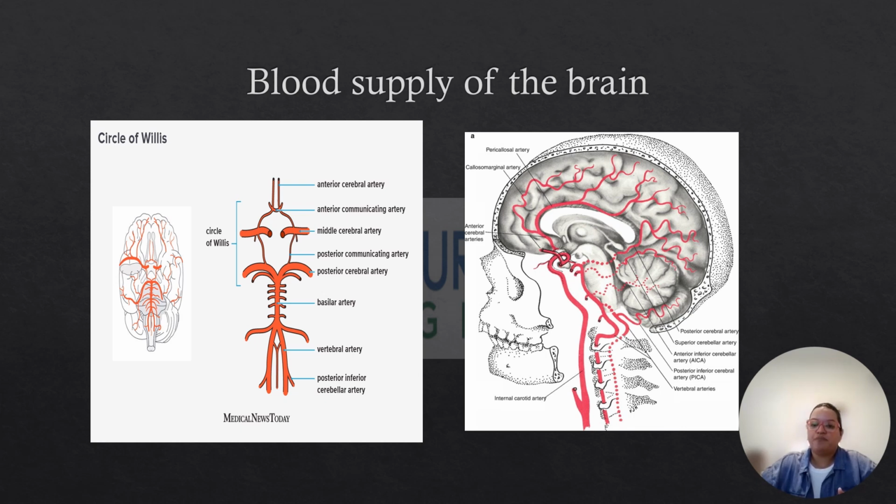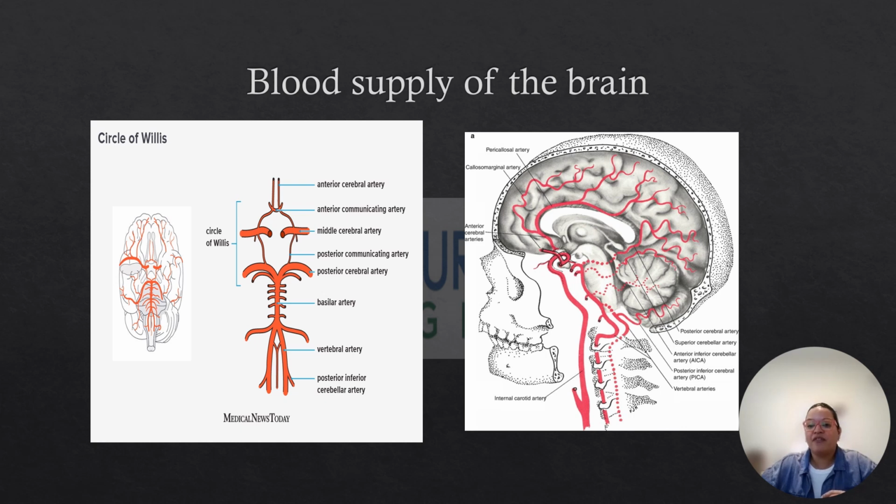So PCA, ACA, and we don't see the MCA here because MCA supplies blood to the lateral aspect of the hemisphere. So it's not pictured here.